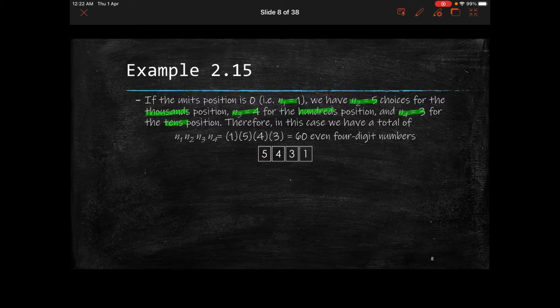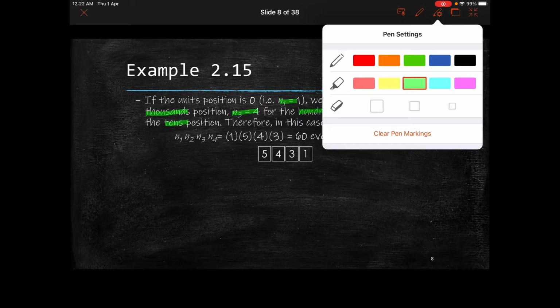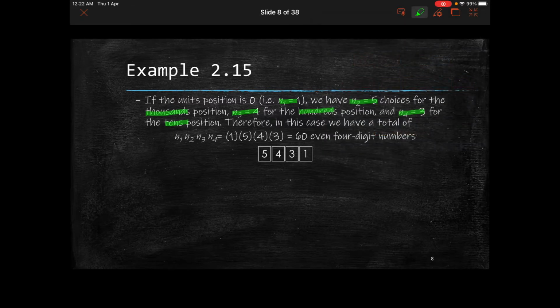So, here you can see 1 possible way for the unit position, 3 possible ways for the 10 position, 4 possible ways for the 100 position, and 5 possible ways for the 1000 position. So that makes it 60.